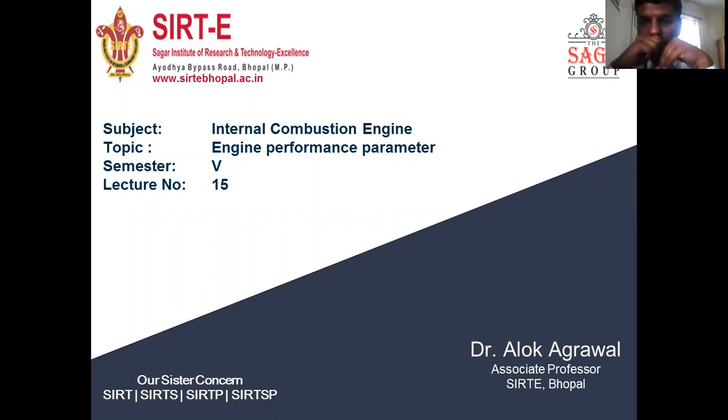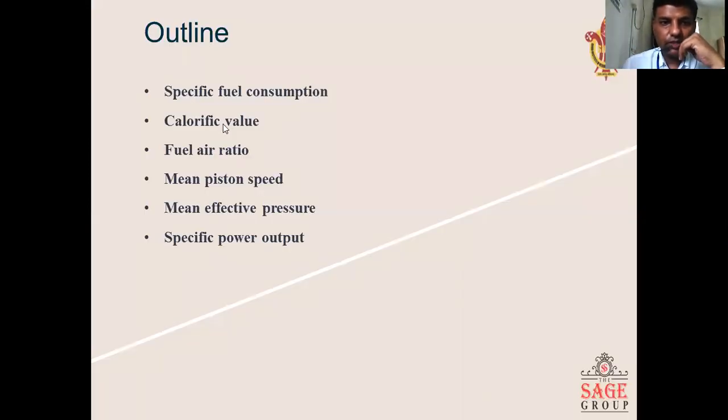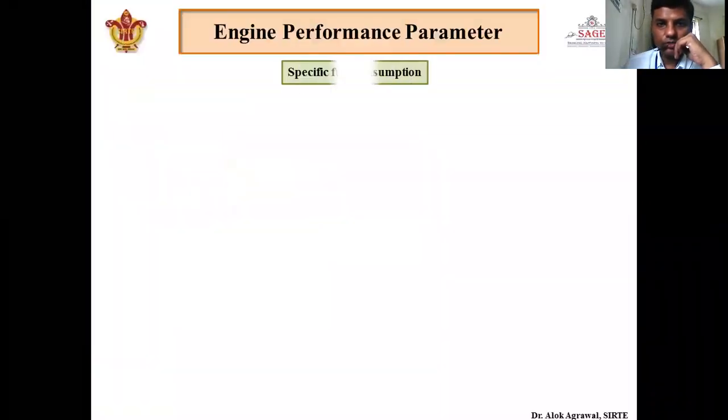In today's class we will continue the topic and complete all the engine performance parameters. The remaining parameters include specific fuel consumption, calorific value of fuel, fuel air ratio, mean piston speed, mean effective pressure, and specific power output. These are what we are going to discuss in today's class. So, to start with, specific fuel consumption.